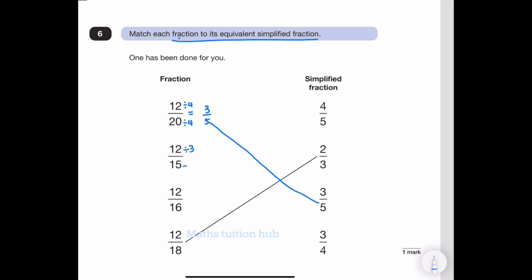So next one is 12 and 15. Both are in 3 times table. That will give us 4/5 after dividing by 3. So match that one. Next 12 and 16. So you should not simplify like this with different numbers. You have to pick the same number to simplify both numbers in the fraction. So 12/16 is equivalent to 3/4.